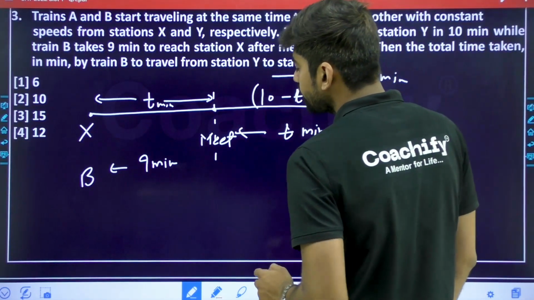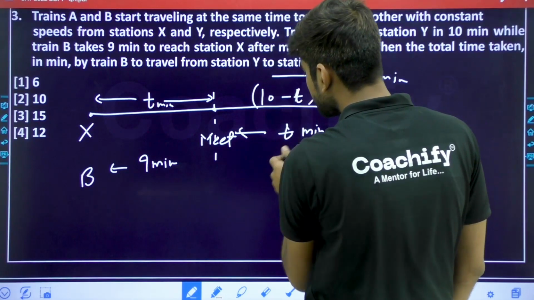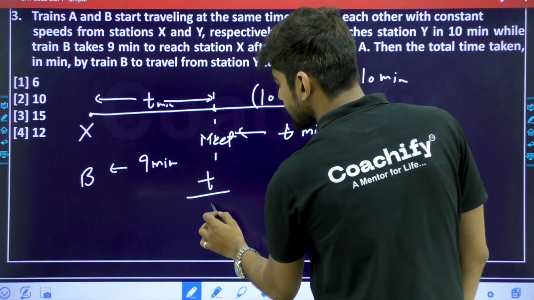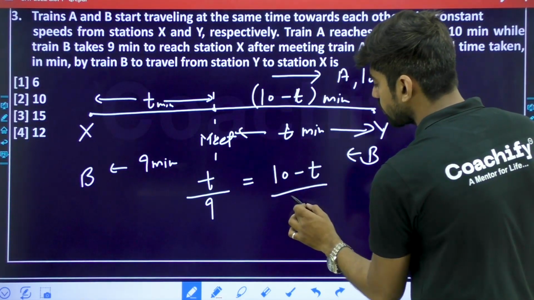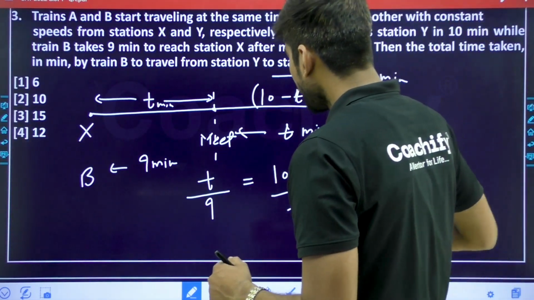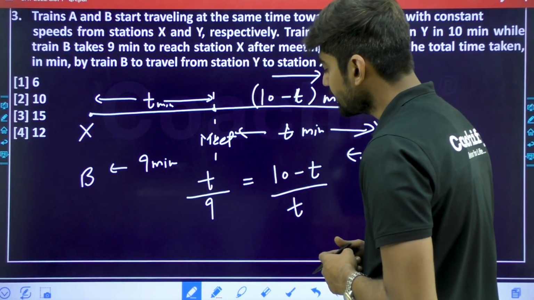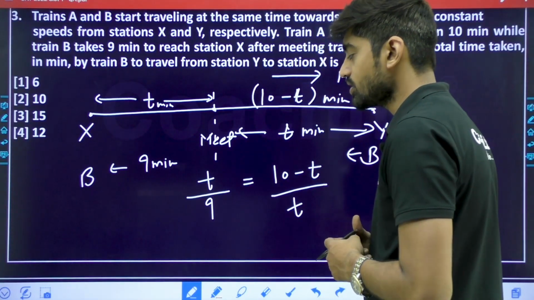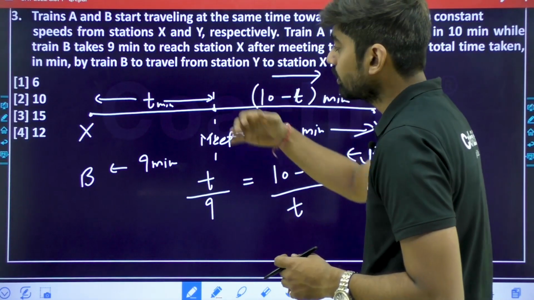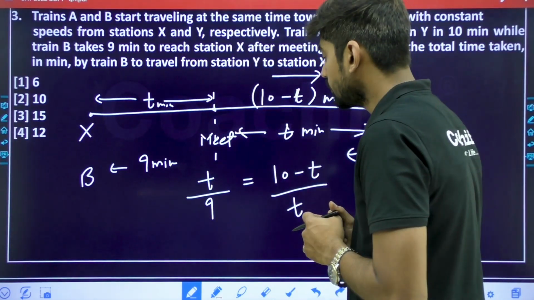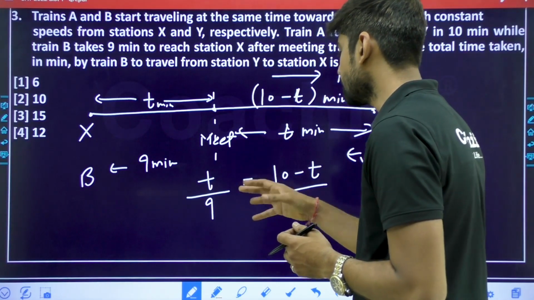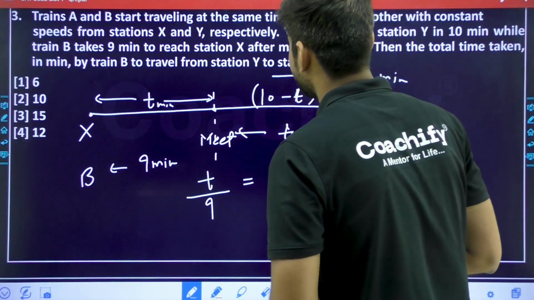Now if we try and find out the ratio of the two times, that should be the same. So this is t by 9, which equals 10 minus t upon t. What I can do here is, instead of making a quadratic equation and solving that, I can put in the values one by one, and for the value for which the ratio becomes equal, that should be the correct option.